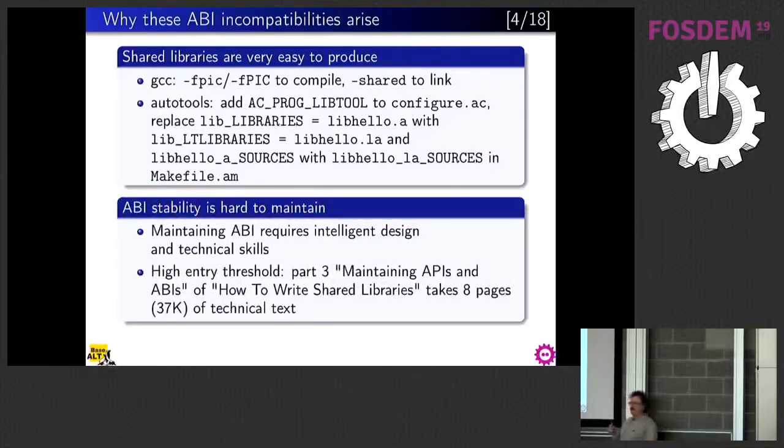So yeah, the classic paper on this is How To Write Shared Libraries, and its part describes maintaining APIs and ABIs. It's 8 pages of technical text, so I would say the threshold is pretty high. So that's why a lot of projects are not aware of this, so they do whatever they think is appropriate. In most cases, it's wrong. And even experienced people can miss the problem.